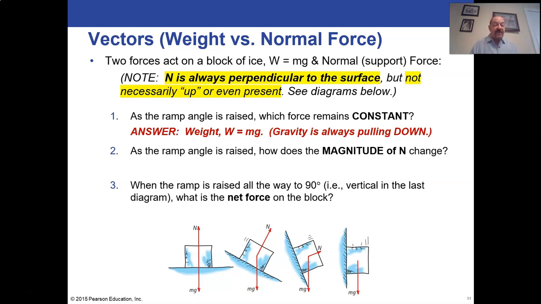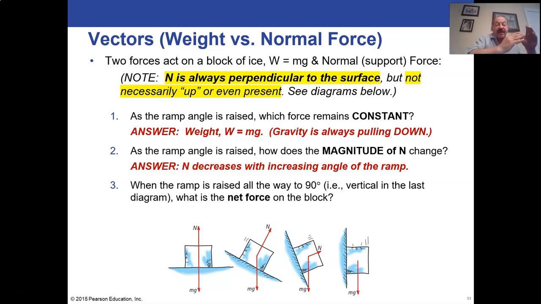Question 2, as the ramp angle is raised, how does the magnitude of N change? How does the magnitude of the normal force change? Well, if you look at the pictures, you can see that as you tilt it more and more, the normal force is smaller and smaller. And that is because there's less force of that object pushing against the wall. As you tilt the wall, or tilt the floor in this case, there's less of the normal force that's being of the block of the ground pushing against the block. That's what it is. It's the ground pushing against the block. There's less and less as you tilt it more and more, and eventually it becomes nothing.